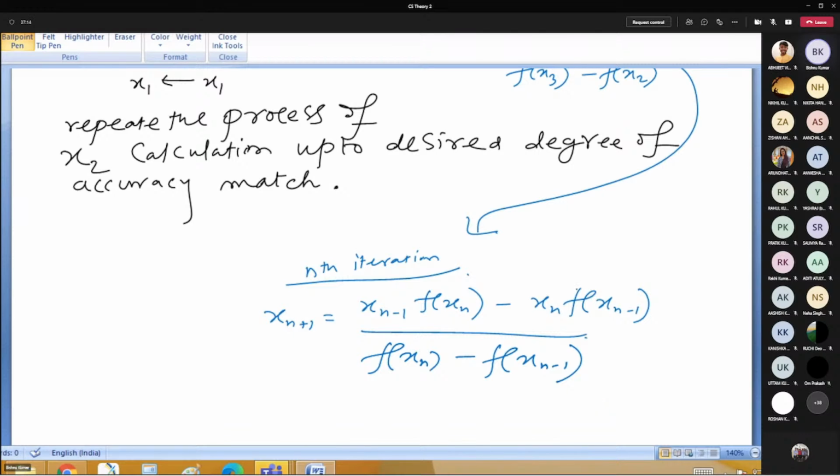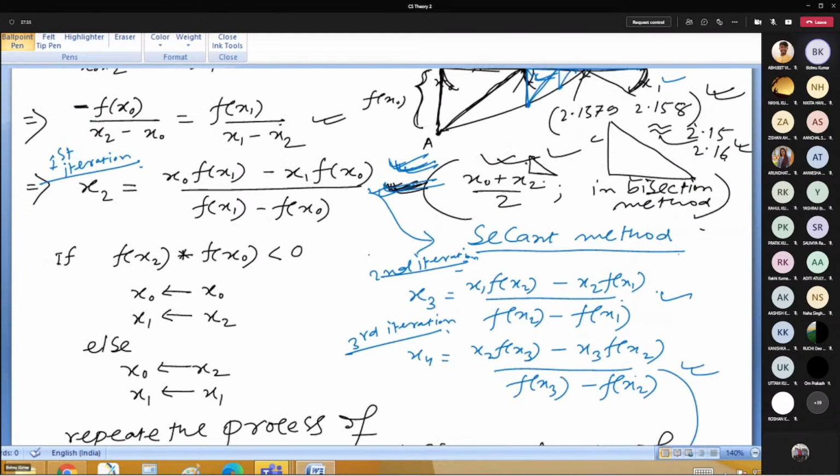That iteration or recurrence relation formula you calculate within the loop, and within the loop you give the condition for breaking the loop: when in two consecutive iterations the iterated values match up to the desired degree of accuracy, you break the loop and print the result. That is known as the secant method.